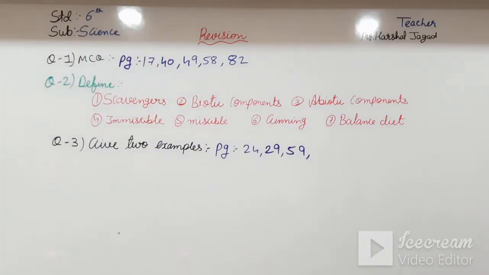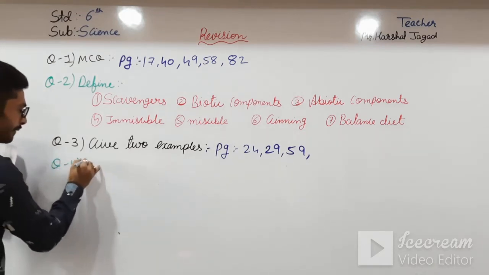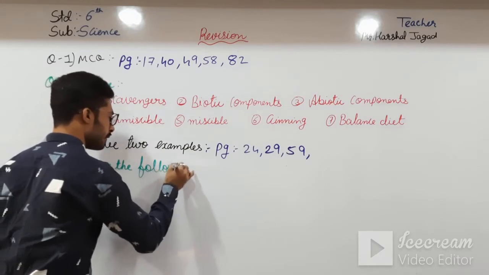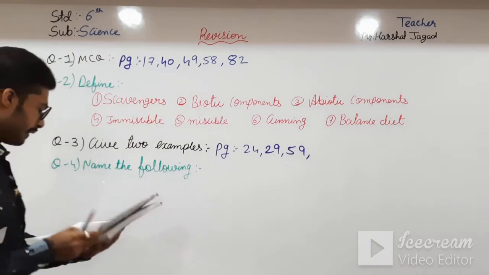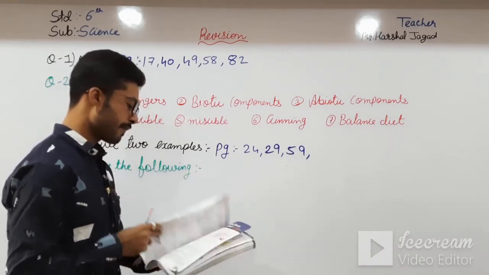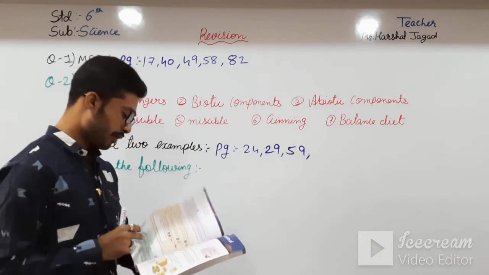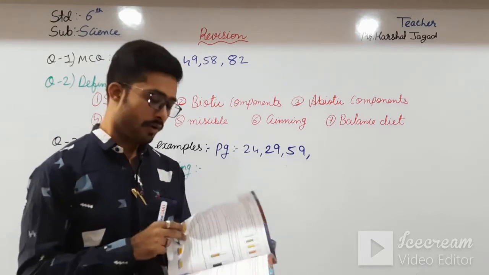Now moving towards question number 4, that is name the following. Let's see on which page the name the following is there. Directly moving towards chapter number 1, starting from the first, no, name the following is not there in this. But I am saying that if any chapter doesn't have name the following, I can ask from inside the chapter.